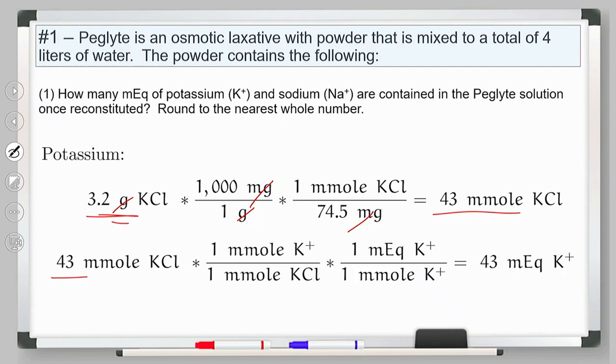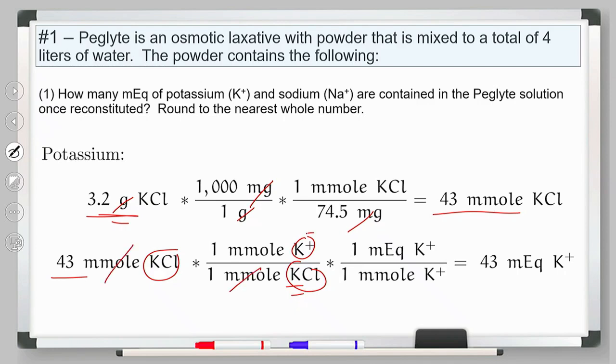Now that I have the number of molecules, parent molecules, I can count the number of potassiums in those molecules. How many potassiums are in a potassium chloride? Look at the formula. How many is there? 1. You'll see here in a little bit that's not always the case, but in this case, 1 potassium for every 1 potassium chloride. So now I've converted from potassium chloride to potassium.